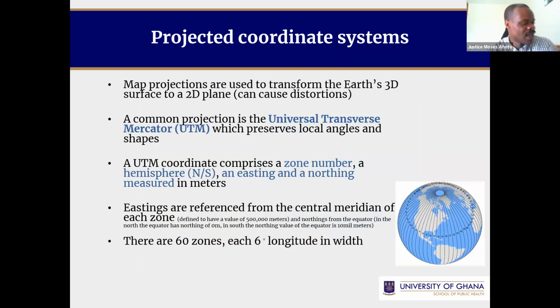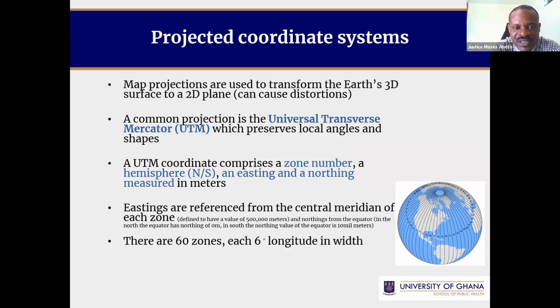Map projections are actually used to transform the Earth's 3D surface to a 2D plane. And we earlier discussed that when you are projecting something from a 3D format to a 2D, definitely we expect some distortions. But this is not a distortion that is too high to handle.